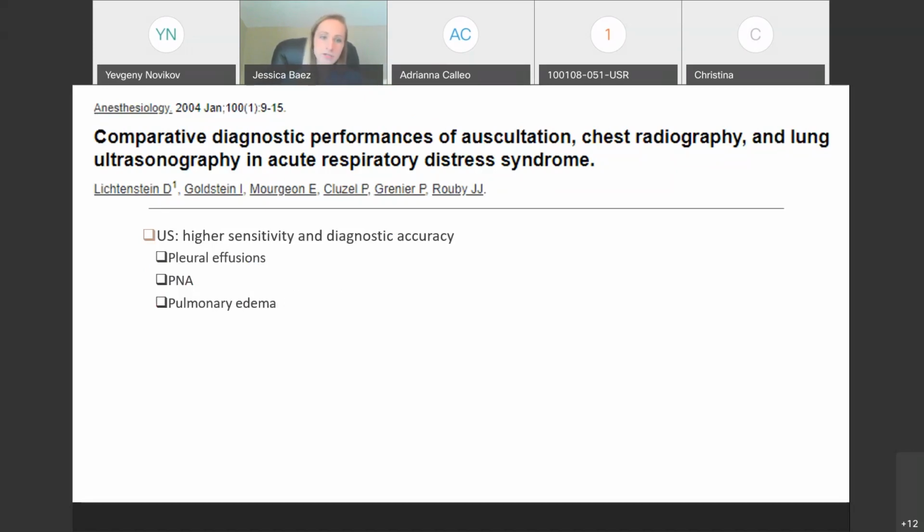They were all ICU patients, and they looked at the sensitivities and diagnostic accuracy of ultrasound versus chest x-ray versus auscultation and physical exam, and found that across the board, again, ultrasound had better sensitivity in terms of diagnosing pleural effusions, pneumonia, and pulmonary edema. And this kind of study has been replicated in 2011 as well with more numbers and still held true. So the take home from this is that in general, ultrasound is more sensitive in terms of making the diagnosis than chest x-ray.